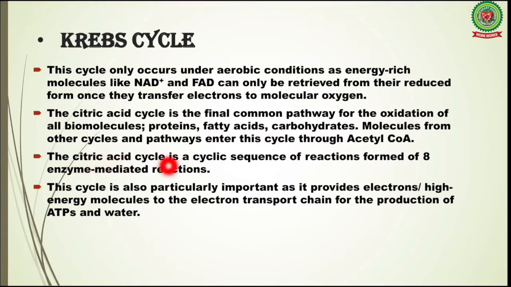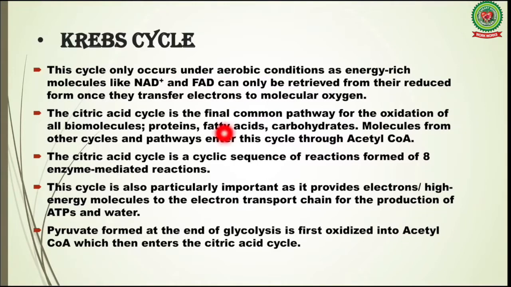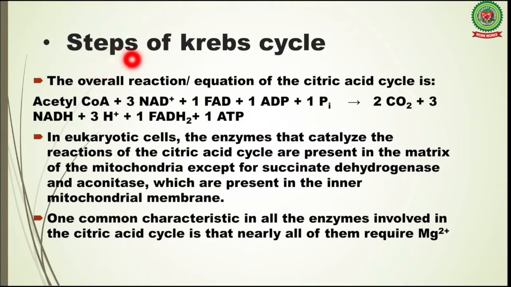The citric acid cycle is a cyclic sequence of reactions formed of 8 enzyme-mediated reactions. This cycle is also particularly important as it provides electrons, high-energy molecules to the electron transport chain for the production of ATPs and water. Pyruvate formed at the end of glycolysis is first oxidized into acetyl coenzyme A and then enters the citric acid cycle. So here are the steps of Krebs cycle.